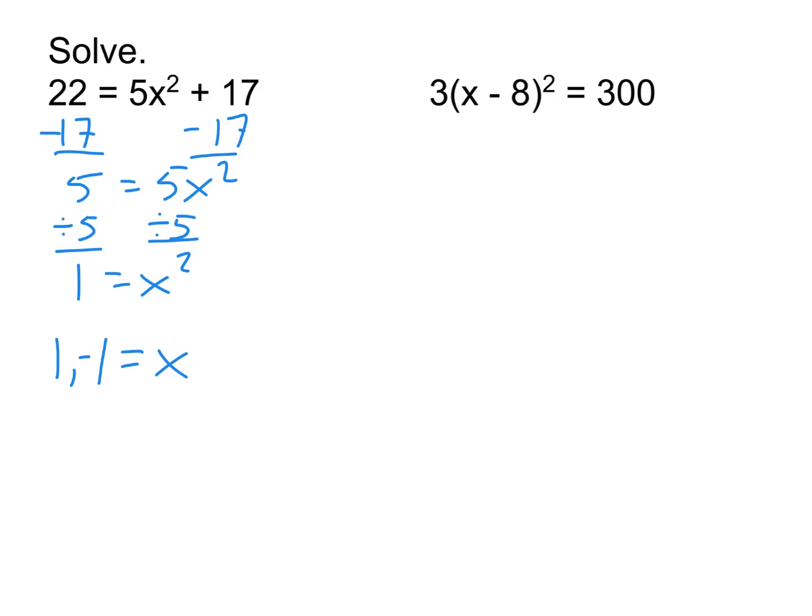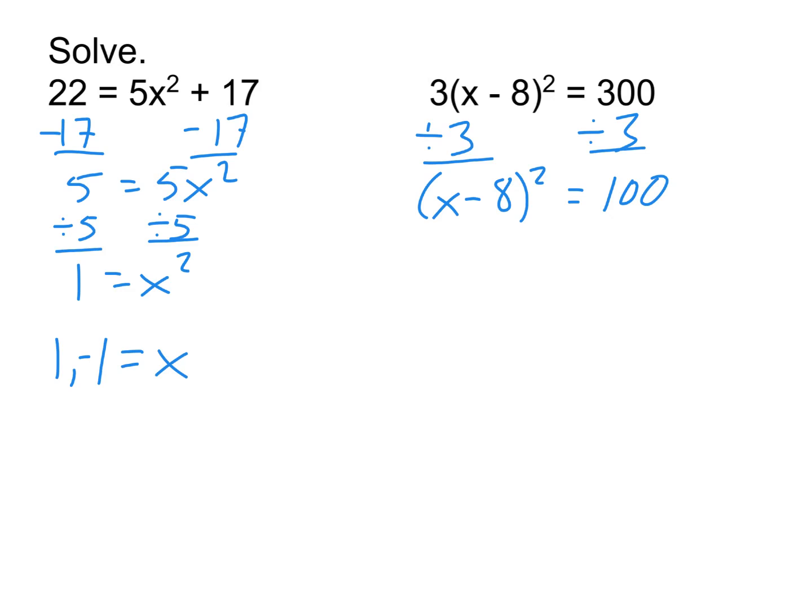Okay, for the second one, we got to get the squared part by itself first. The squared part is this. So then that means I got to get rid of the 3. So since it's 3 times the parentheses, I'm going to divide by 3. Now, if you're wondering, can we multiply the 3 into the parentheses? The answer is no. Because the parentheses are squared, but the 3 is not. Therefore, we can't include it.